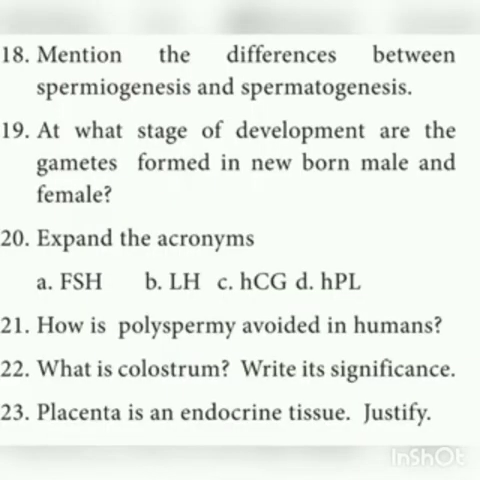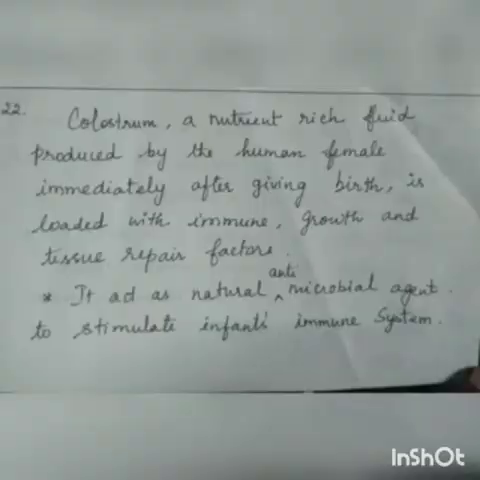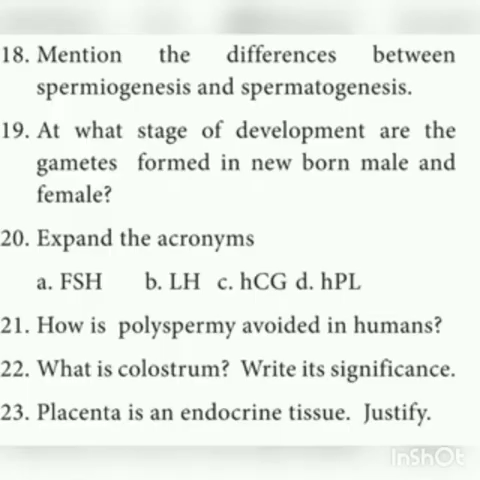Next one, what is colostrum? Write its significance. Colostrum is a nutrient-rich fluid produced by the human female immediately after giving birth, and it is loaded with immune, growth and tissue repair factors. So what is its significance? It acts as a natural antimicrobial agent to stimulate the infant's immune system. This colostrum contains IgA antibodies, which act as antimicrobial agents.